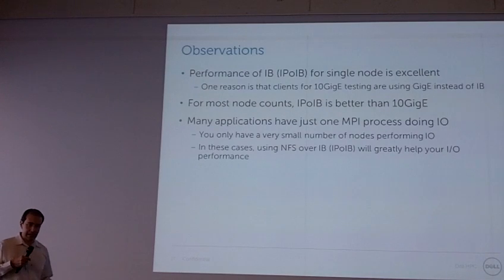So some observations that I already touched upon. With IP over IP, we saw that the single node, single stream I/O performance looks very good. For most node counts, we noticed that IP over IP gives much better performance than 10 gig. But as I mentioned, depending on your workload, if it's a random workload, you may be disk seek bound or spindle bound, and you may not see a big difference between 10 gig and InfiniBand. But for sequential workloads, the difference is obvious.